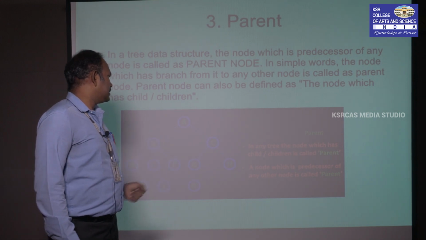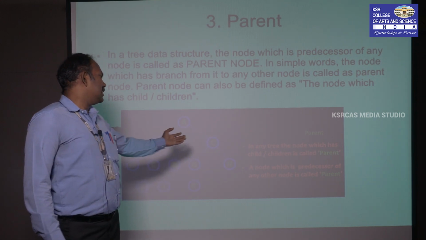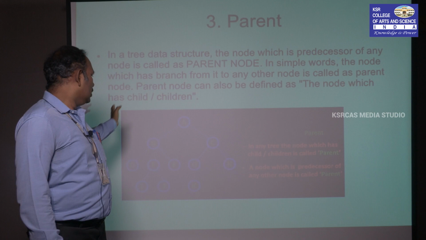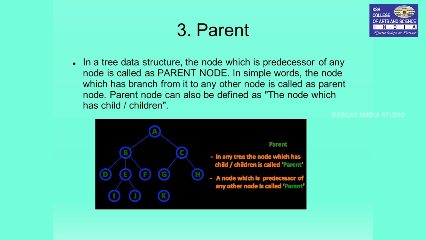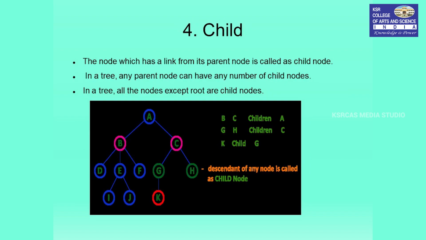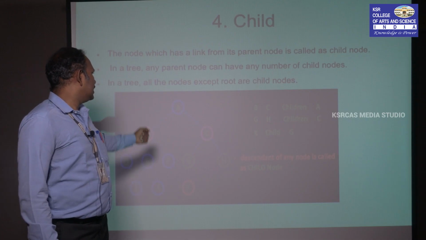So here A is a parent, meaning B and C are children of the A node. Here B is a parent node, meaning D, E, and F are its child nodes. So what is a child? The node which has a link with the parent is called a child. Let's look at the diagram.